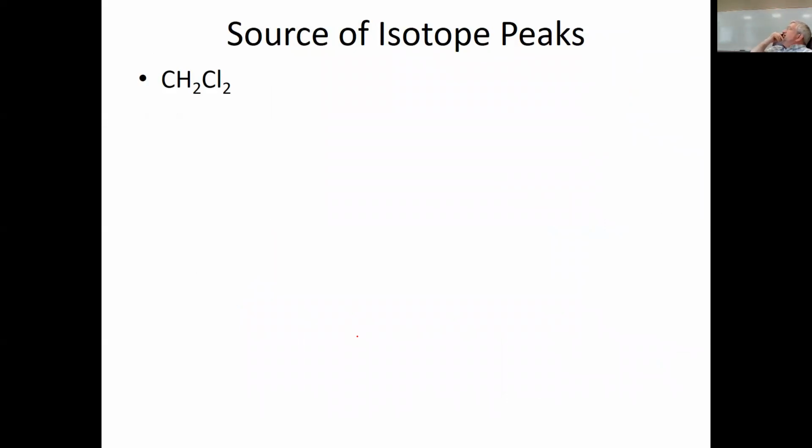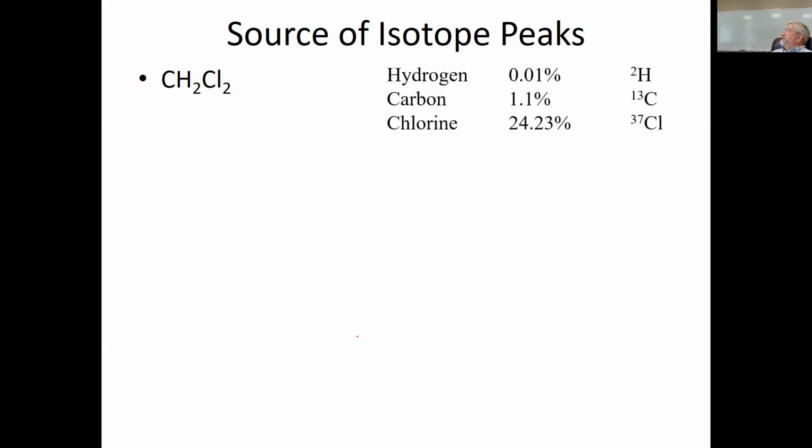Okay, real quickly, if you wanted to actually figure out what isotope peaks would appear and the relative heights, we can go through and do that calculation. Based on the natural abundances, hydrogen 1 is going to be 99.99, right? 99.9. Carbon is going to be 98.9. Chlorine 35.